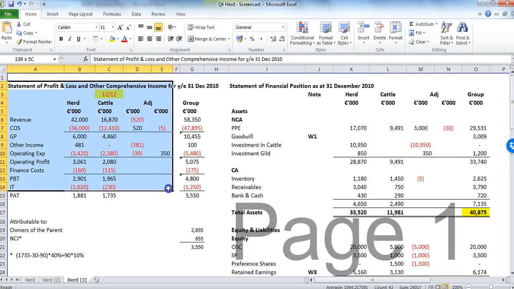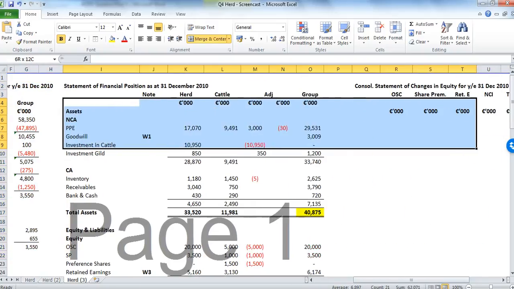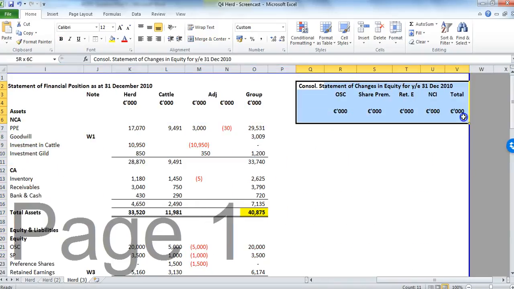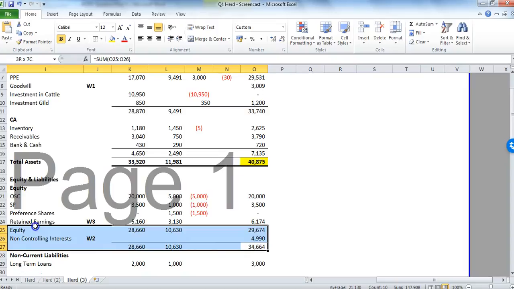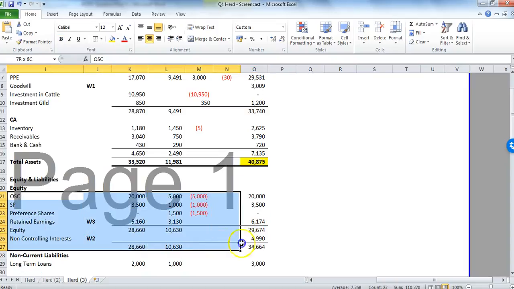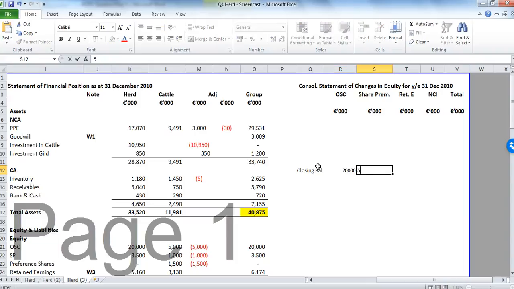So once you have the statement of profit and loss and other comprehensive complete and the statement of financial position, you then finish off the statement of changes in equity. And remember, there's 3 steps to the statement of changes in equity. You start with your closing balances, which are the balances from the statement of financial position. So in this case, we have closing balances of ordinary share capital is 20 million. Share premium is 3500.